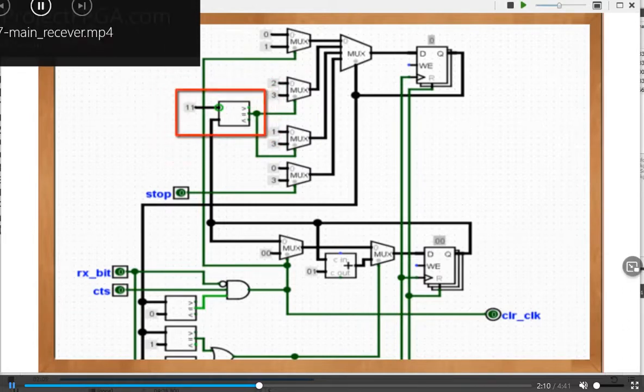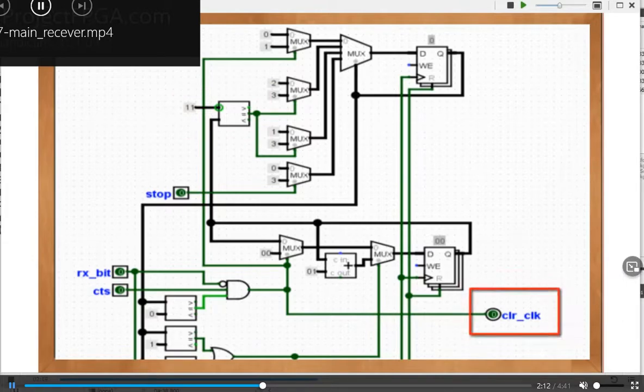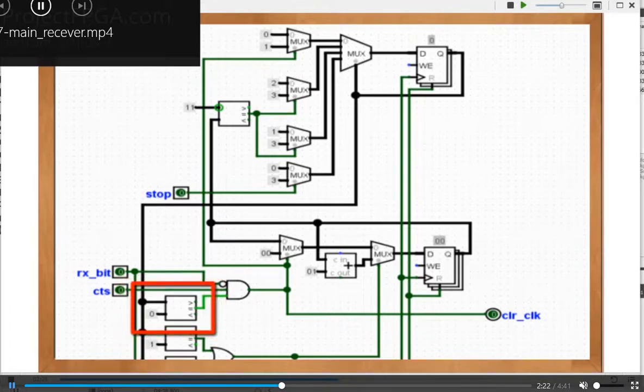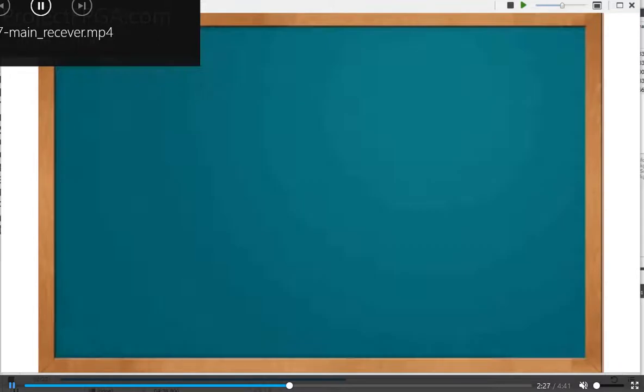The clear clock signal. This signal is used for oversampling, which we discuss when we are talking about the baud generator. It signals the start of data reception, which is when the RX-FSM is in stage 0 and the RS bit line receives a low bit or a 0.